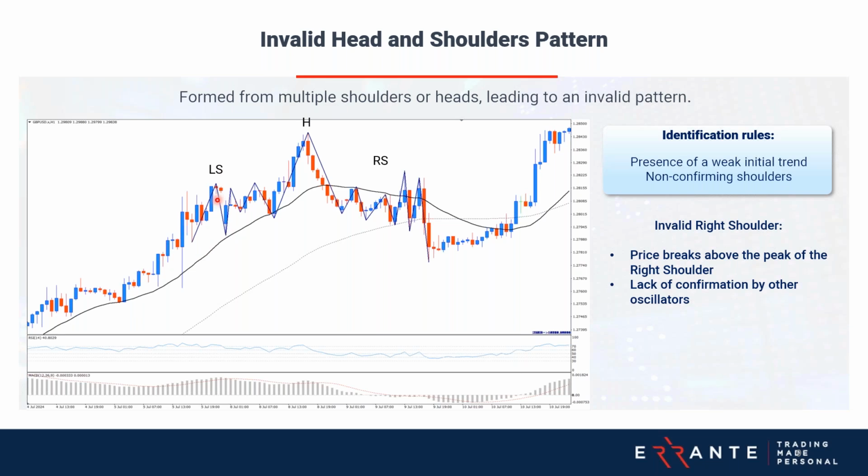And now observe the shoulders. Particularly, the left shoulder is formed by a series of small irregular peaks that do not convincingly indicate a weakening trend. Instead, they reflect indecision in the market, which is not what we want to see in a valid head and shoulders pattern.